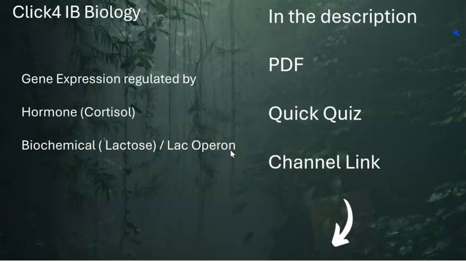Click for IB Biology. Here we're looking at further regulation of gene expression, one in which we have a hormonal impact on gene expression, which we're going to look at cortisol. And the second example we're going to look at affecting gene regulation is a biochemical impact. And for that, we're going to look at the availability of lactose, sugar in milk, and the Lac Operon model.